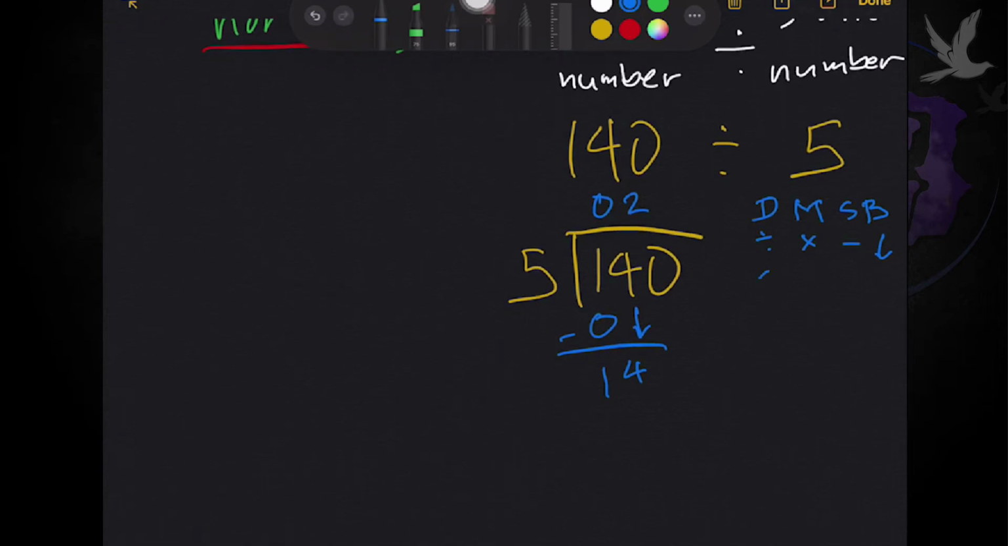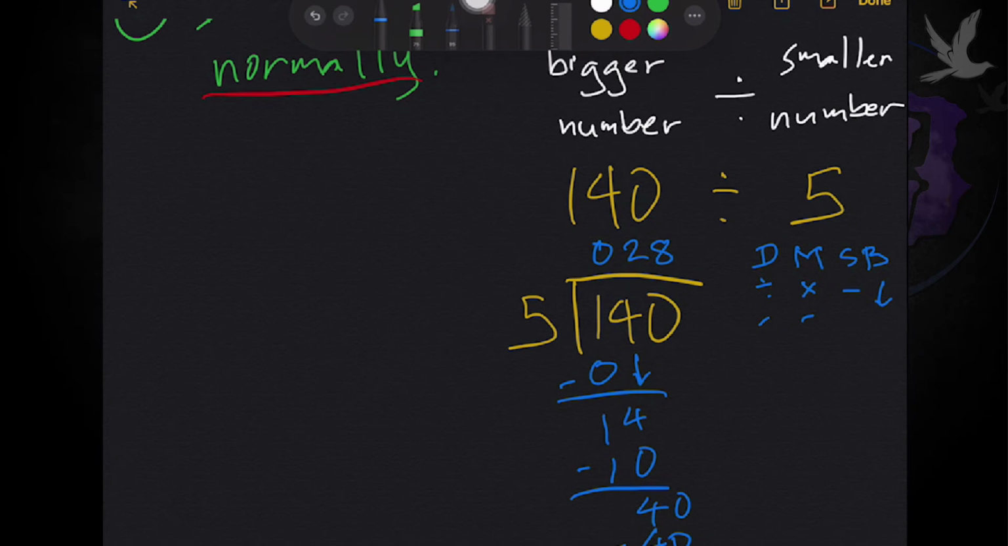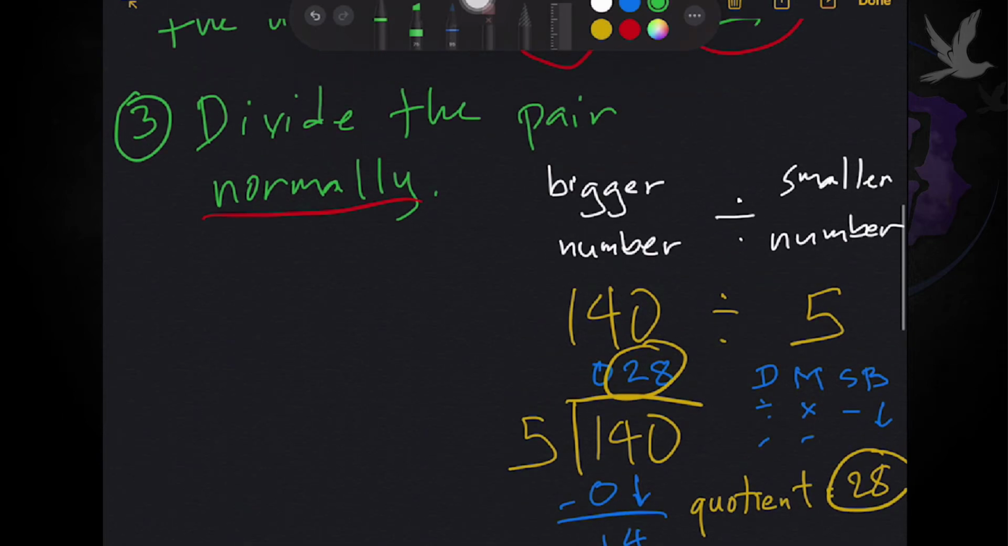After dividing, we multiply. 2 times 5 will give you 10, and will leave us with 4. Bring down 0. 40 divided by 5 will give you 8. 8 times 5 is 40, equals 0. So our answer here is 28. Your quotient, tawag natin diyan. Okay, this is your quotient, equals 28. When you divide, yung sa taas kasi yan ang answer natin. Now that you have the quotient, what will you do with it?